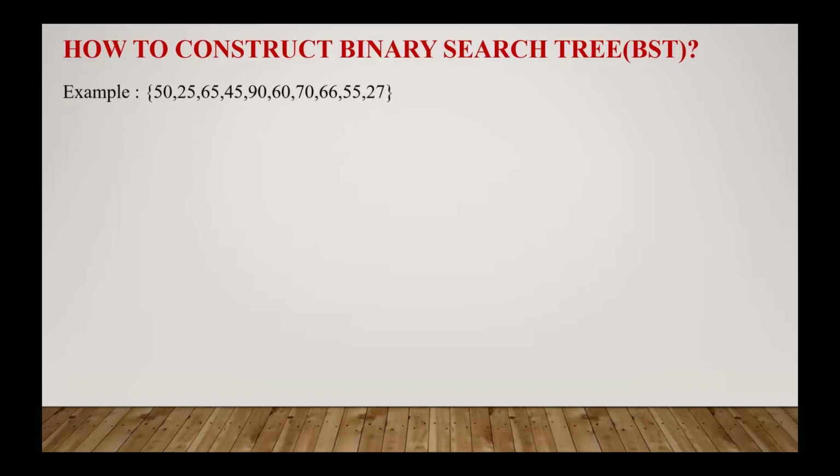So let us consider this example. The data we are going to store is 50, 25, 65, 45, 90, 60, 70, 66, 55, 27. These are the data we have to store. How to store? We have to store them with the help of a binary search tree. So first element, which element? 50. So 50 we have to consider as the root. Then we have to traverse from left to right, and make each and every element the next node, inserting it in the proper place.